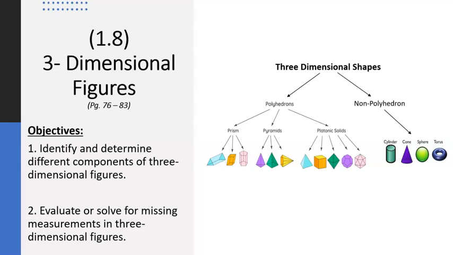Hello everybody, welcome to the 8th section of Unit 1 Tools of Geometry, three-dimensional figures. This can be found on page 76 through 83 in your textbook, approaching page 100, which is already insane considering how little we've covered in the whole scheme of geometry and how much more fun we have to go.